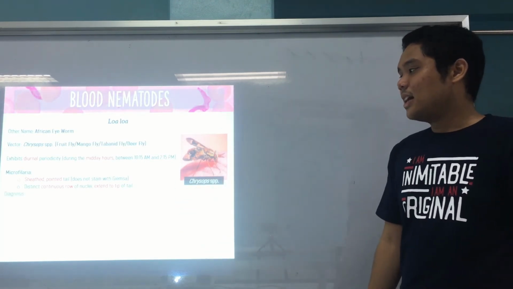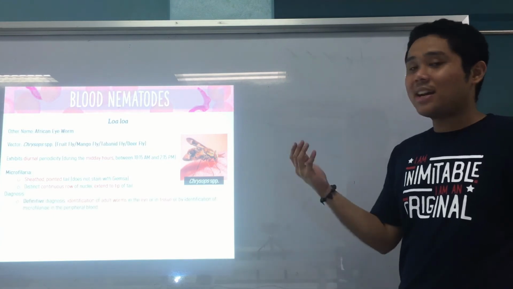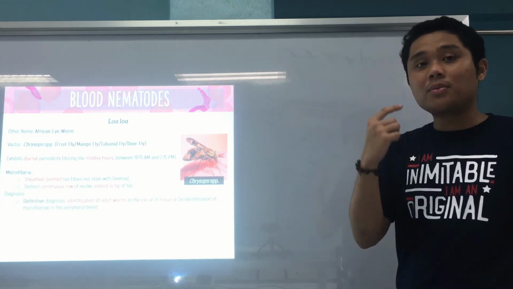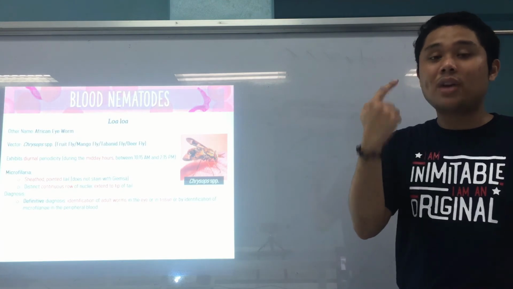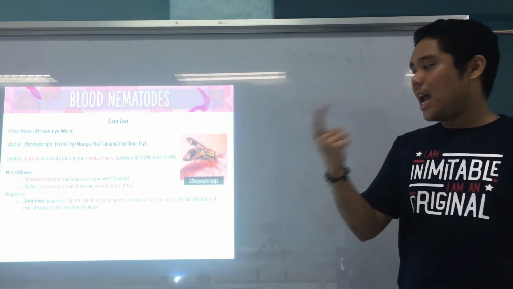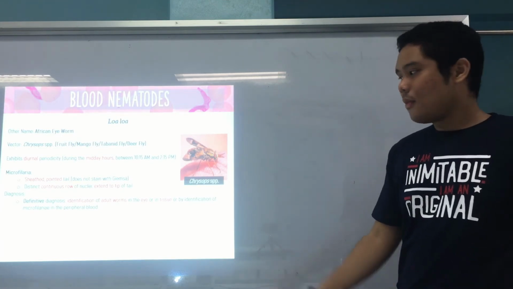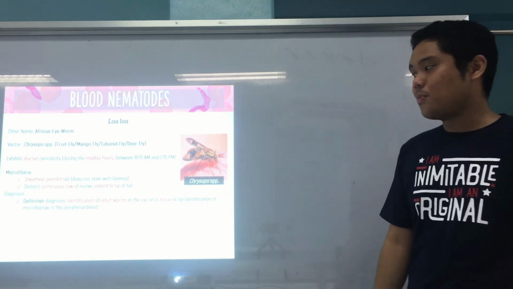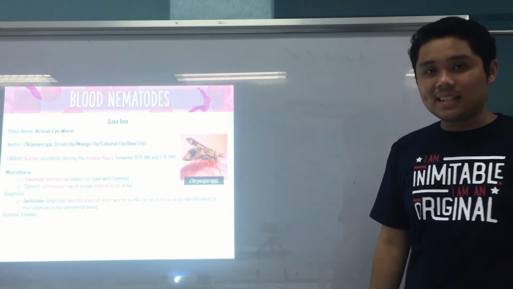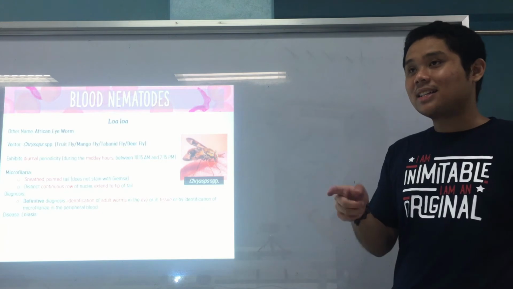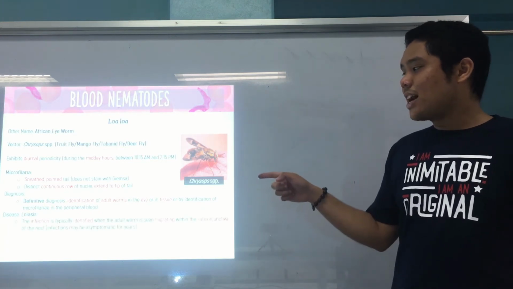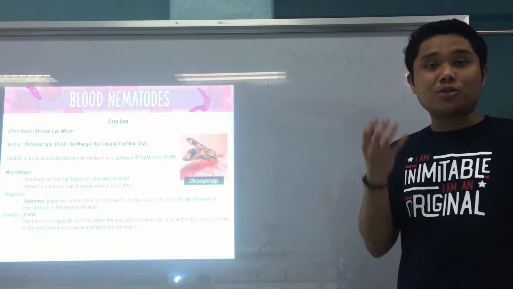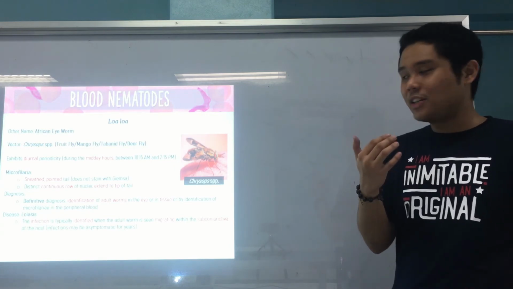Alright, so for diagnosis, the definitive diagnosis is the identification of the worms that you can see in the eye, really migrating in the eye, or also microfilaria in the peripheral blood. So the disease is called filariasis. Infection is identified when you see adult worms in the eyes of the patient.